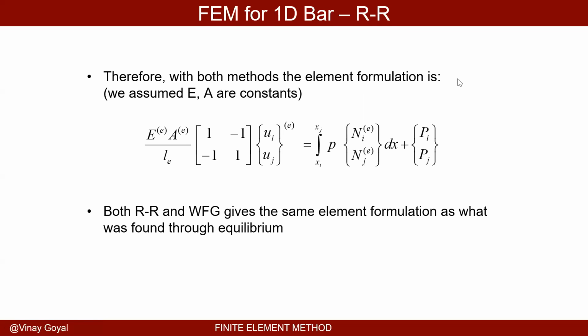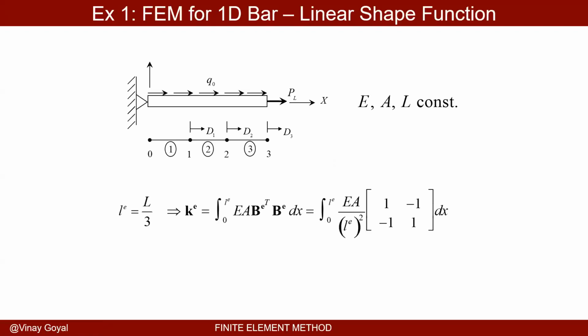Therefore, with both methods, I got the same element formulation. Beautifully done. Both the Rayleigh-Ritz and weak form Galerkin give the same formulation I got also when I developed the whole thing for an elastic bar, for the spring element even. If you recall, we derived the same equations prior, but now we got the same answers we got previously using the Rayleigh-Ritz and the weak form Galerkin.